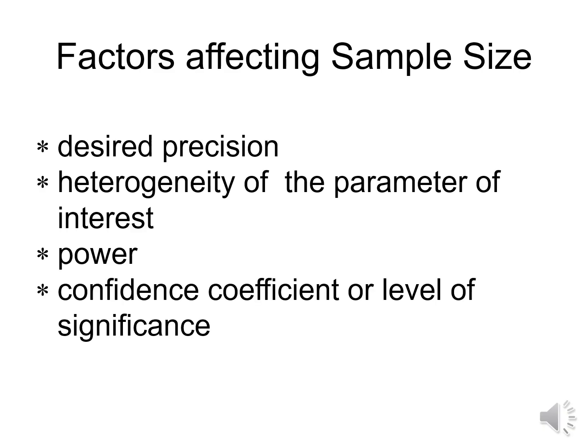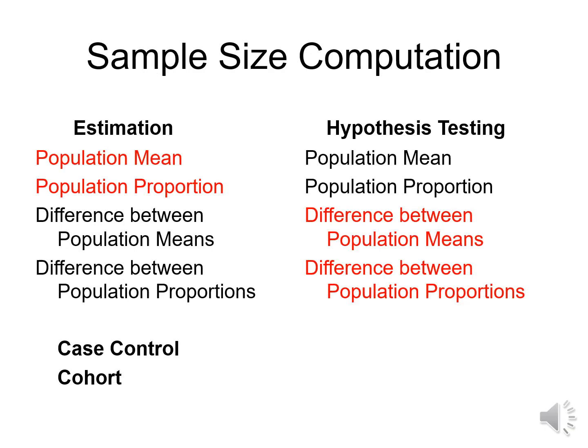4. The higher the confidence coefficient, as you go from 90 to 95 to 99%, the higher the sample size. This also translates to a more rigid criterion for significance, from 0.10 to 0.05 to 0.01. The larger will be the sample size requirement. These are the most common sample size computations: estimating a population mean, estimating a population proportion, hypothesis testing for the difference between population means, and hypothesis testing for the difference between population proportions.